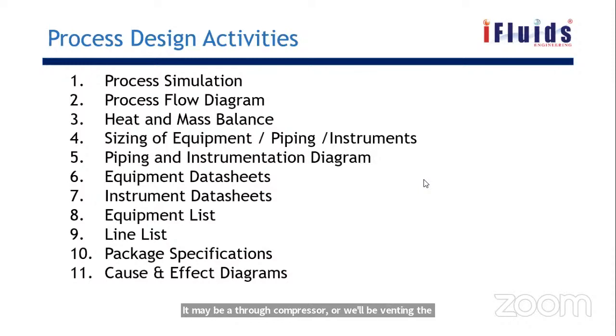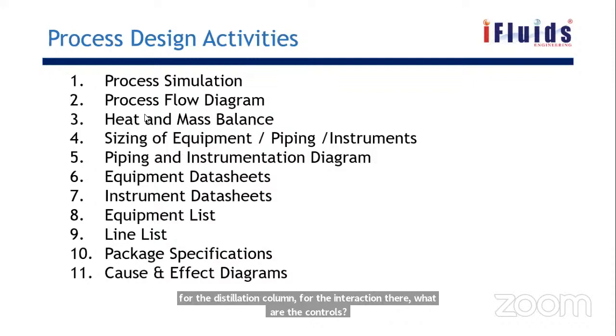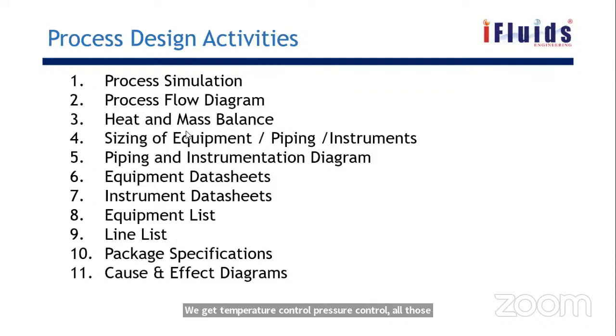Pressure controller, temperature controller. These things will be finalized in the simulation itself, in the second stage, the process flow diagram. Whether for the distillation column or the heat exchanger, what controls are required, temperature control, pressure control, all those things will be fixed in the process flow diagram itself. In the piping and instrumentation diagram, we will go into detail. For the piping, we will be doing the calculations. All those calculated data will be put in the piping and instrumentation diagram. We call it the P&ID.